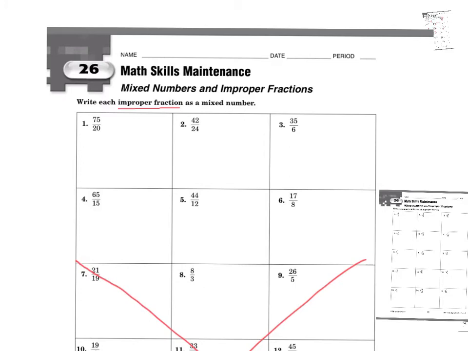So to turn it into a mixed number, you're going to divide it, and it's always the numerator divided by the denominator, like that. And then how many times does 20 go into 75? Goes in there 3 times. 3 times 20 is 60. And then your leftovers are 15, and it's 15 out of 20.